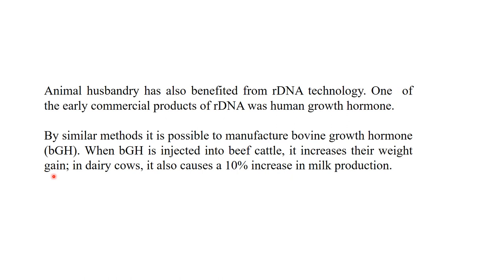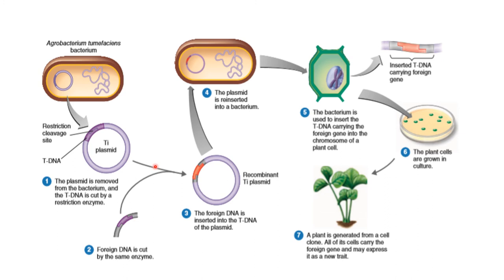When we use bovine growth hormone, then it will increase the milk production as well as the weight of the meat. This is the diagram for the transgenic plants, how we produce the transgenic plants. It will be discussed in the genetic engineering in much detail, and the tissue culture in much detail.